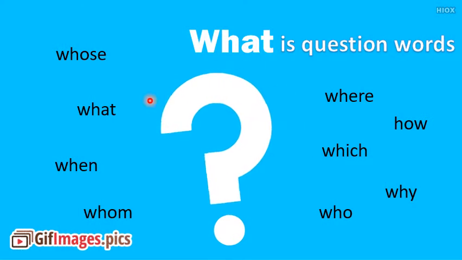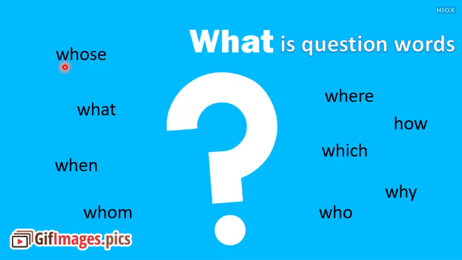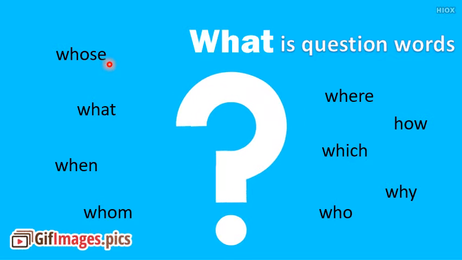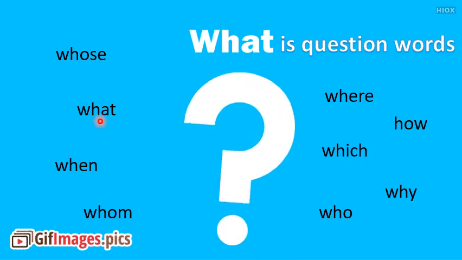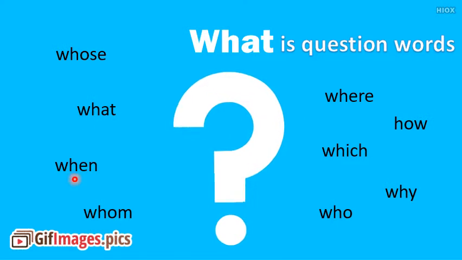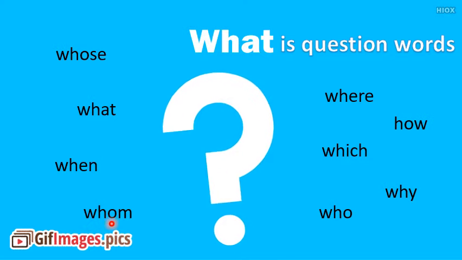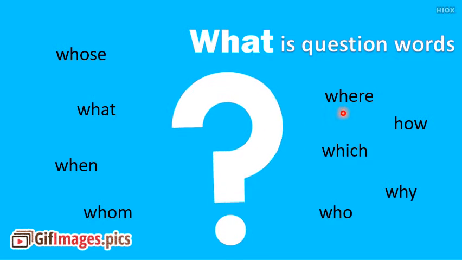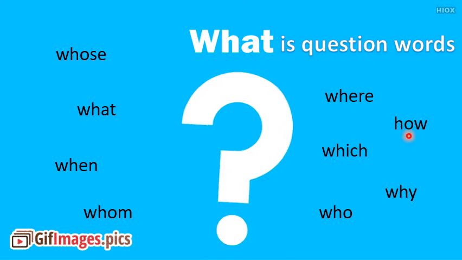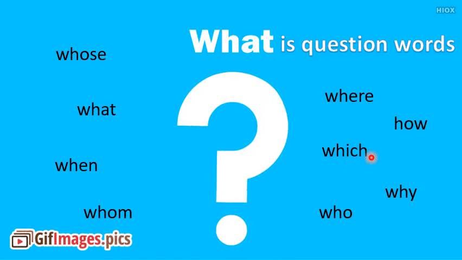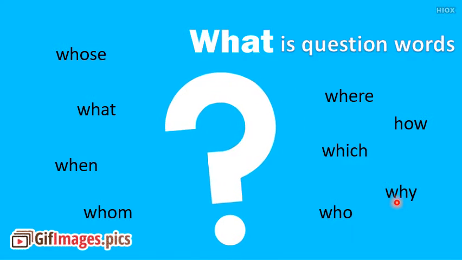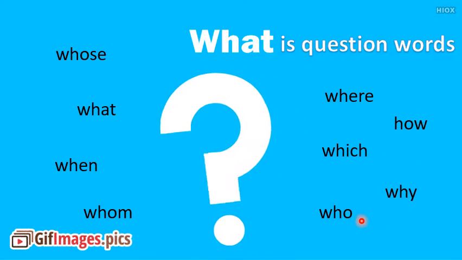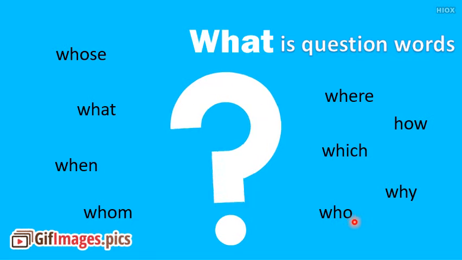What is a question word? Examples are whose, what, when, whom, where, how, which, why, and the last one is who.